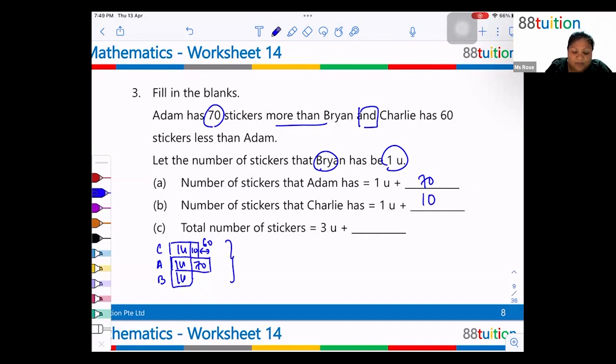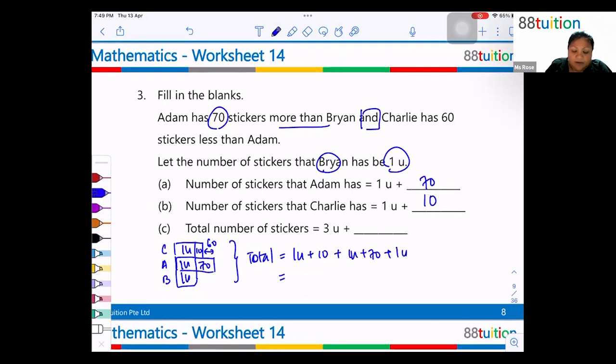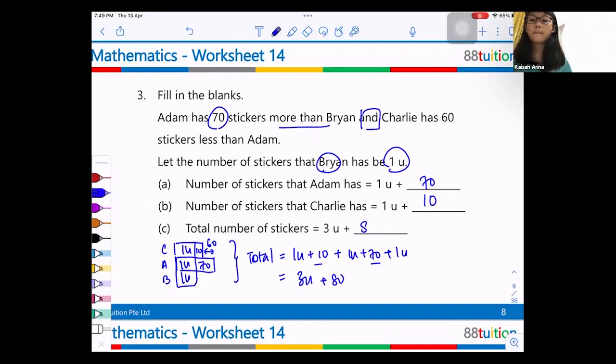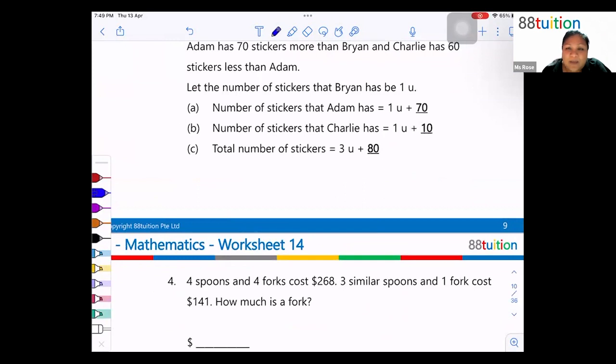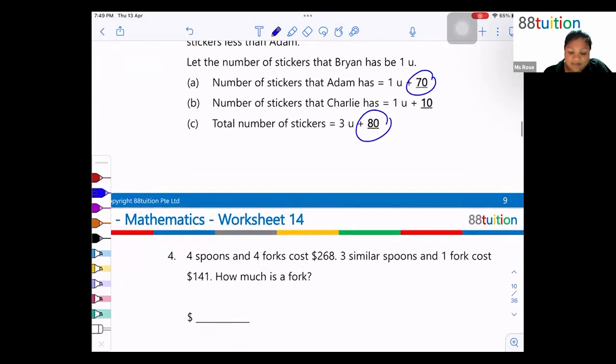And the total would be? What do we have? 80. I just have to add up everything, right? And so you have what? 3 units plus 80. Okay, very good. The rest of you got, again, this one also, I saw some of you got partial question, right? Some of you got this and this wrong, actually. Yeah, so take note of this.